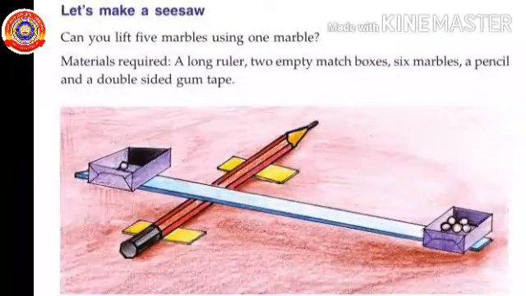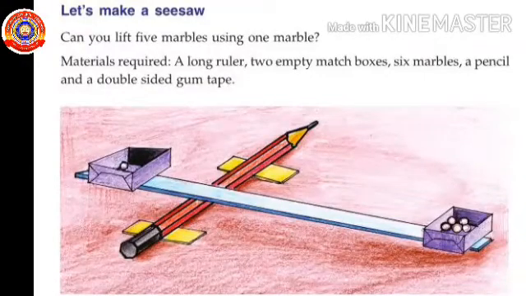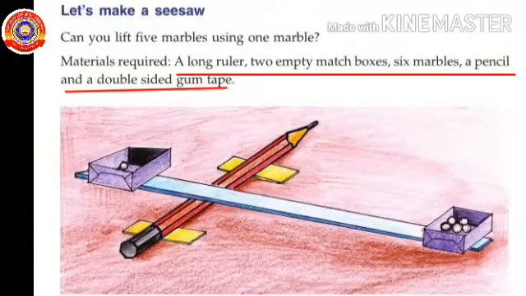Next heading, let's make a seesaw. Can you lift 5 marbles using 1 marble? Let's do this activity. Materials required: a long ruler, 2 empty matchboxes, 6 marbles, a pencil and a double-sided gum tape.